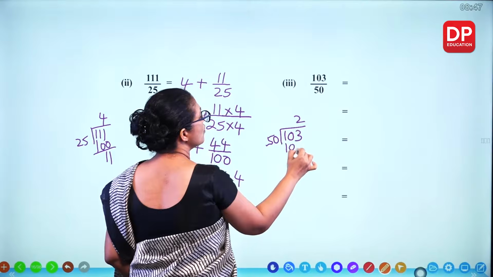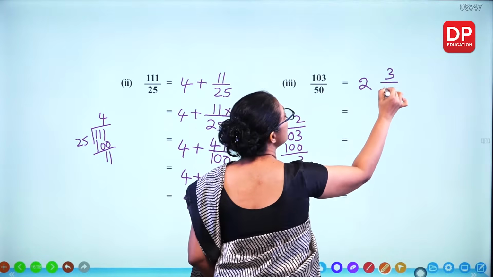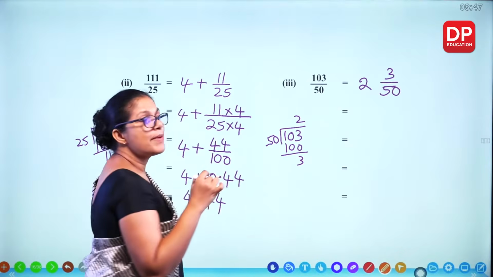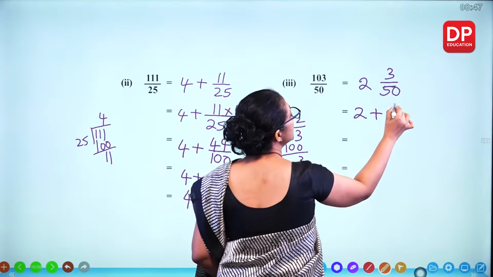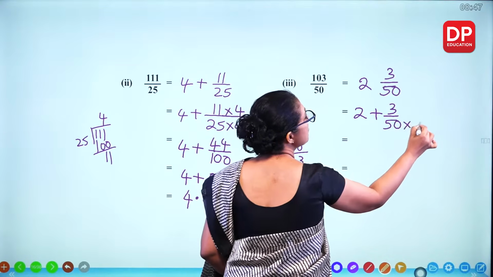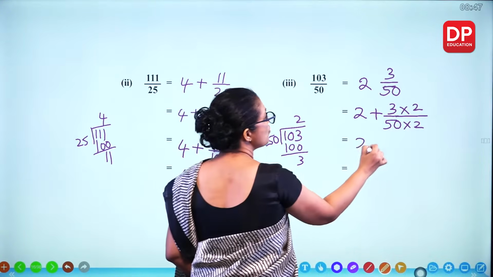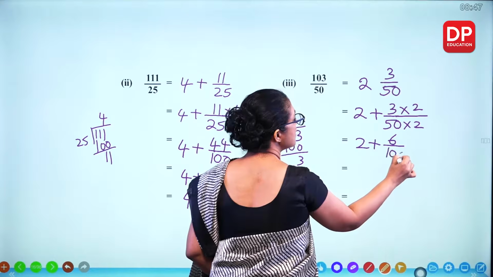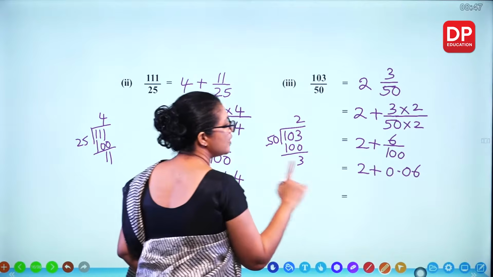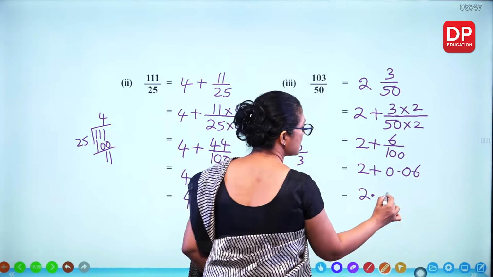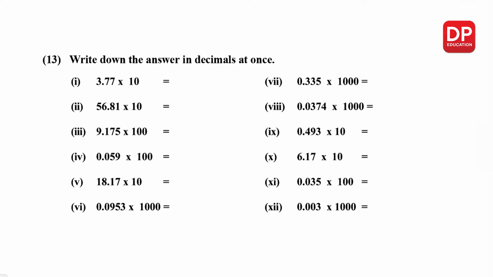103 divided by 50. That's 2. You get 3 remaining. So you can write 2 and 3 over 50 as a mixed number. Then 2 plus 3 over 50, we can multiply both the numerator and the denominator by 2 to get 100. 2 plus 6 over 100, 2 plus 0.06. When you add these, you get 2.06.